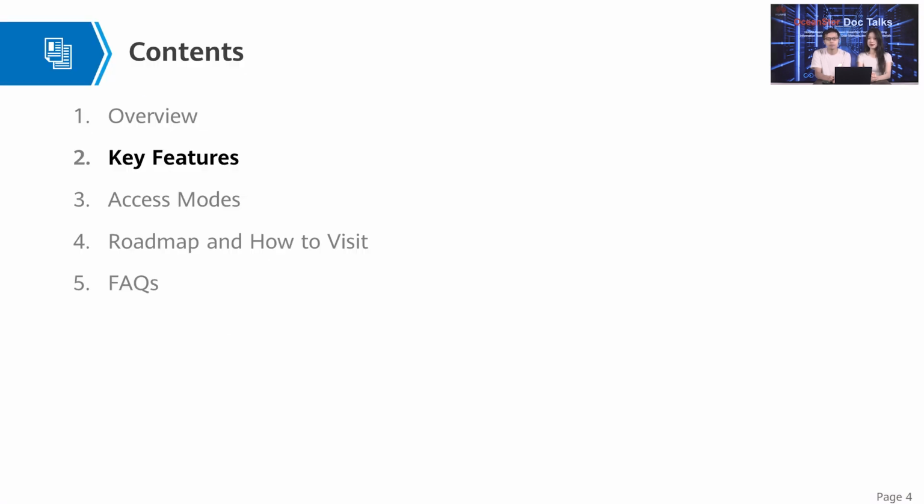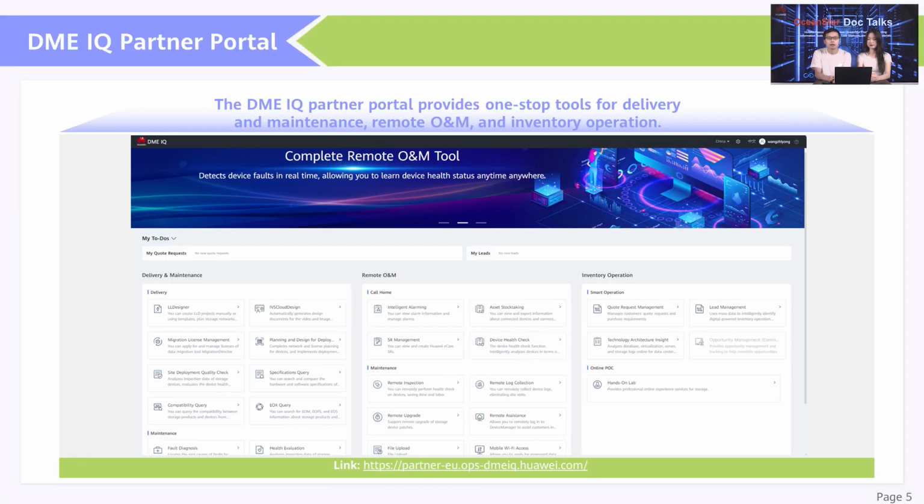Now let's move on to the second section of this course, key features of DME IQ. As you can see, this figure shows the homepage of the DME IQ partner portal, including 3 areas: delivery and maintenance, remote O&M, and inventory operation. Among the delivery and maintenance tools, in the past year, we focused on the site deployment function by scanning QR code on mobile phones. What's more, we now provide the site deployment quality check, health evaluation, and fault diagnosis functions so that you can quickly use these tools without applying for any permissions.